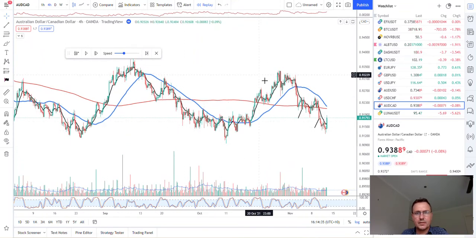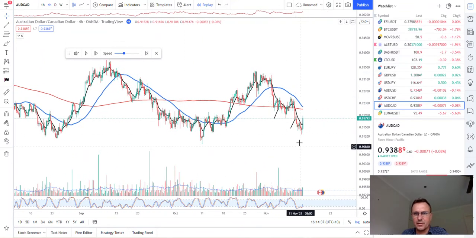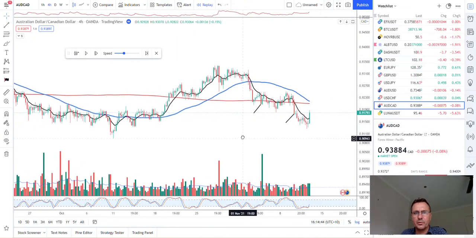Down, up, down, up, down. It just looks like scrappy trading to me. But here, that could be the resistance there. So I'm just going to let it play out a little bit longer. See what happens. See if we get any more of a downtrend.